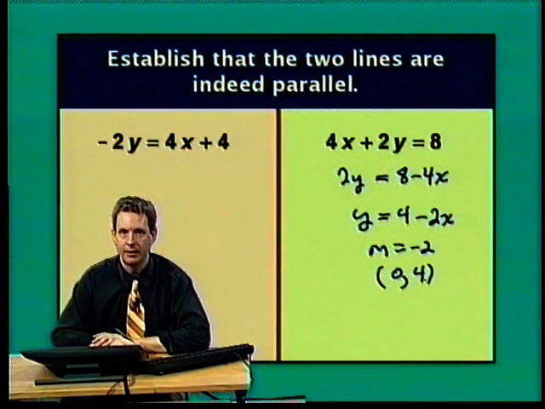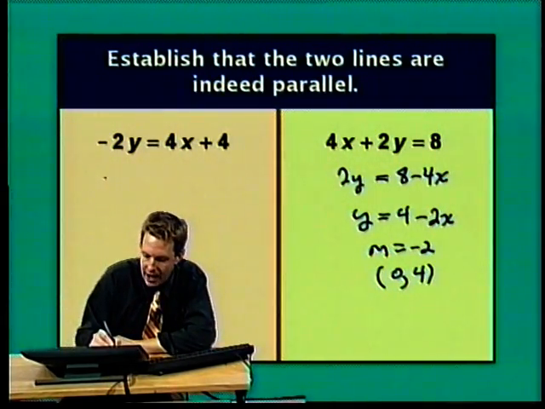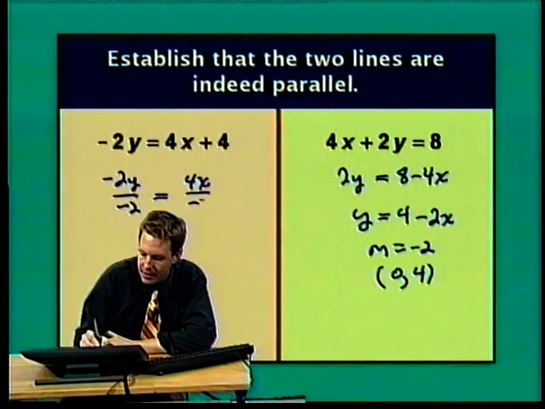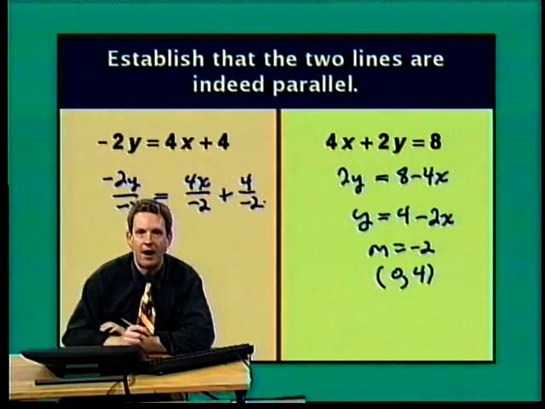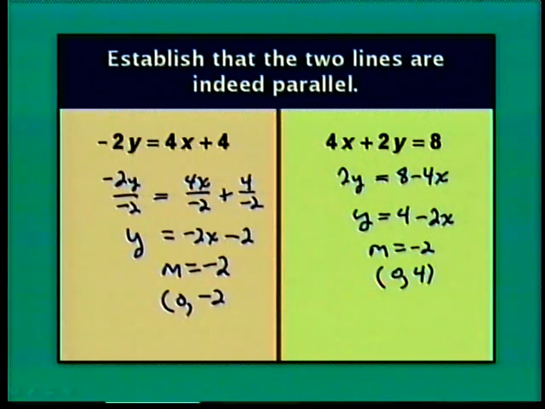How about the other equation? Well, what I need to do is divide both sides of the equation by negative 2. So let's do that. Negative 2y divided by negative 2 equals 4x divided by negative 2 plus 4 divided by negative 2. So on the left, I'm just left with y. On the right, negative 2 goes into 4x negative 2x times, plus negative 2 goes into 4 negative 2 times. So I think I'm going to write this as minus 2. So what do I have? I have a slope of negative 2, and I have a y-intercept (0, negative 2).